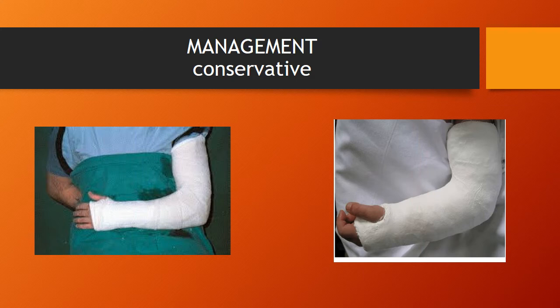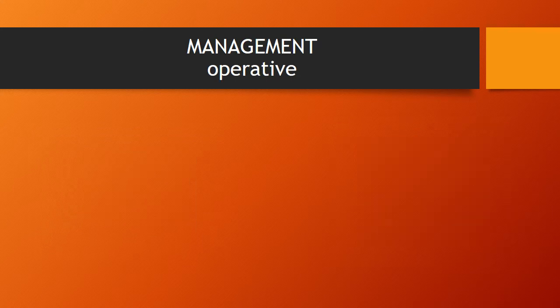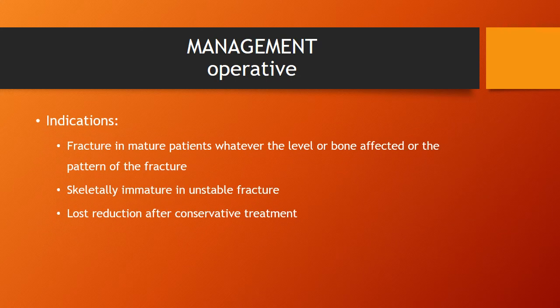This is the photo for the cast. This is the above elbow cast in midway, which is on the left, and on the right, this is in supination. According to the operative treatment, it can be done in a fracture in the mature patient, whatever the level and whatever the displacement, in a skeletally immature patient in an unstable fracture, or in the lower third.